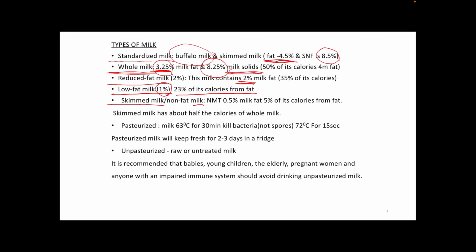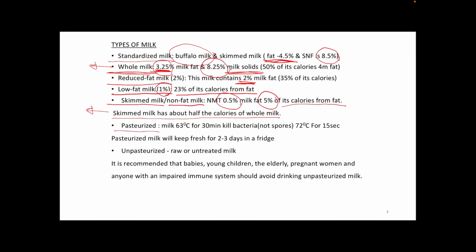Then the skimmed milk, the non-fatty milk, it contains 0.5% milk fat, and 5% of its calories are from fat, or from the fatty material contained in the milk. Skimmed milk has about 50% of the calories of the whole milk. So skimmed milk produces only 50% of the calories produced by the whole milk. And that's why skimmed milk is used by those on a diet or low-fat diet or requiring to reduce their weight.